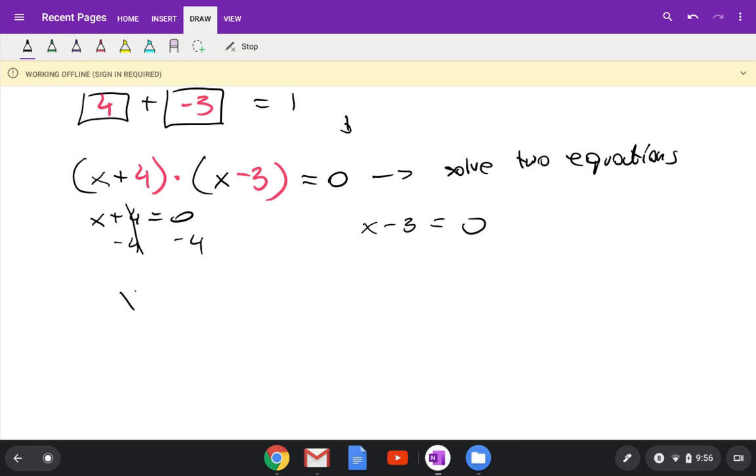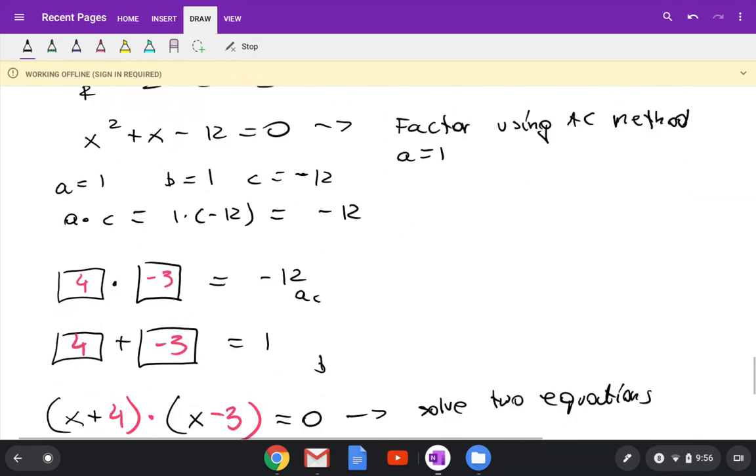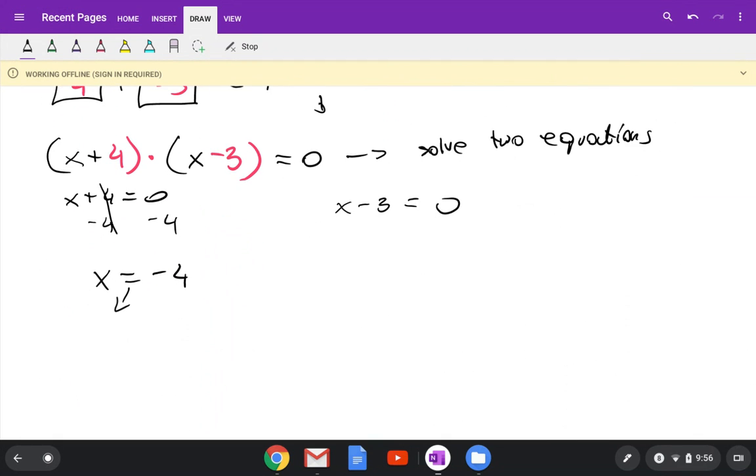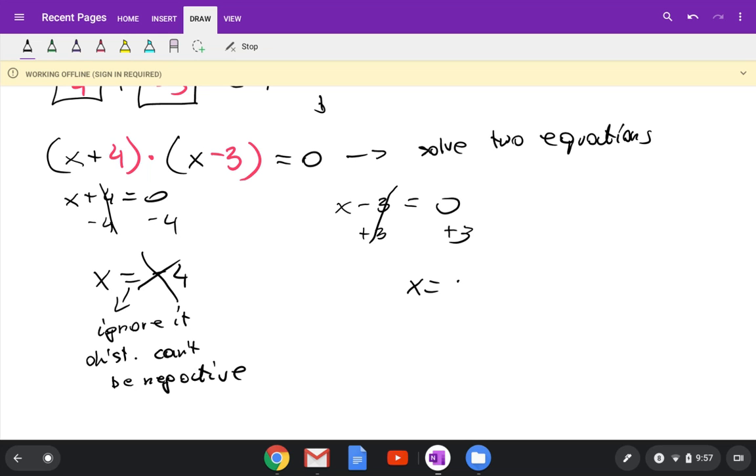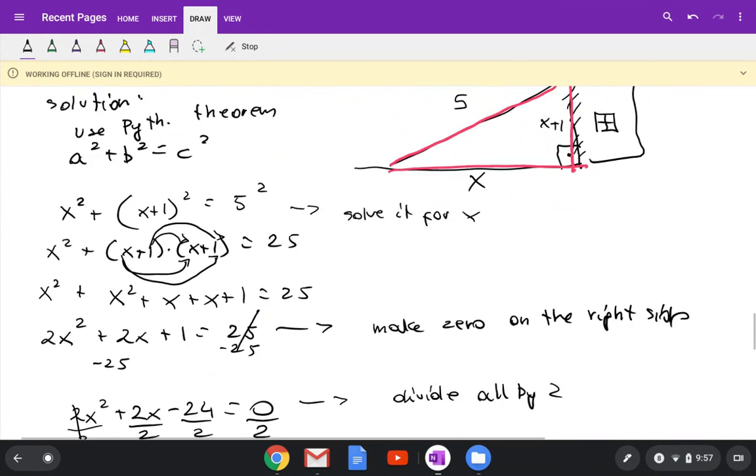Subtracting 4, we're getting x equal to negative 4. Don't forget that x represents the distance from the ladder to the house, so a negative number doesn't make sense. In word problems, when you see those negative numbers, ignore them. Distance can't be negative. So the solution will come from the second equation. We're getting x equal to 3 yards. So that's the distance from the ladder to the house.